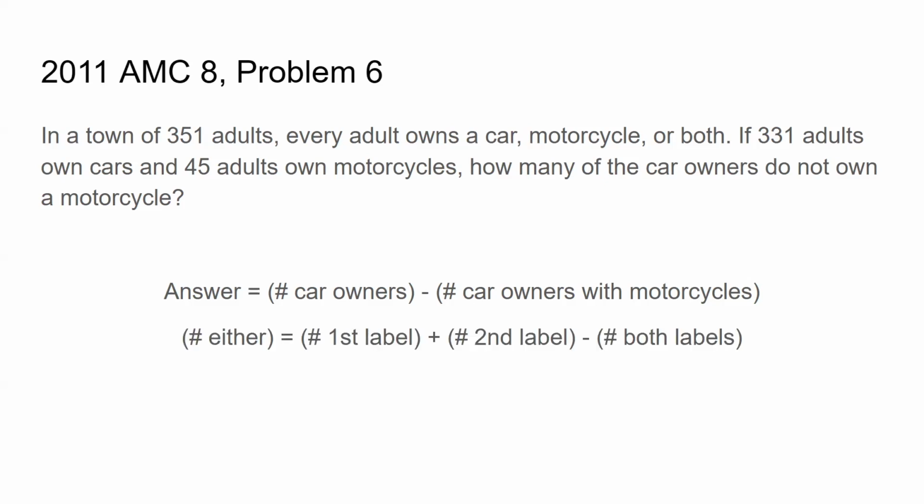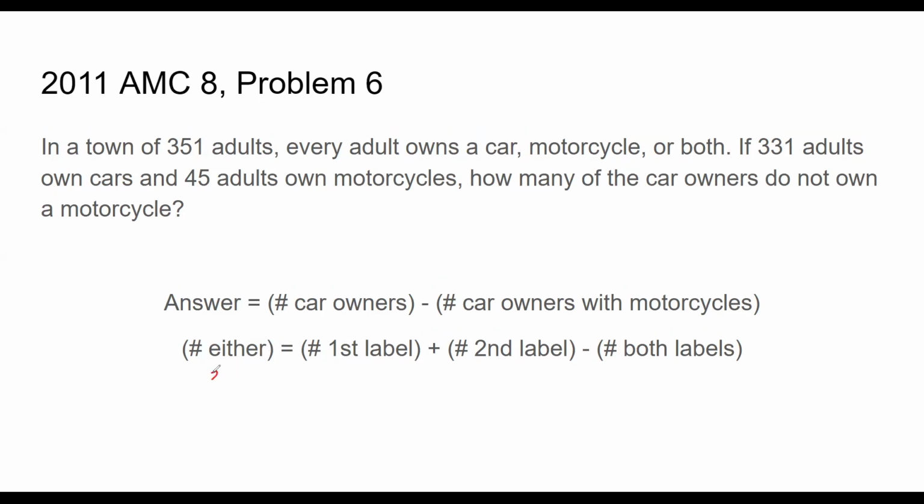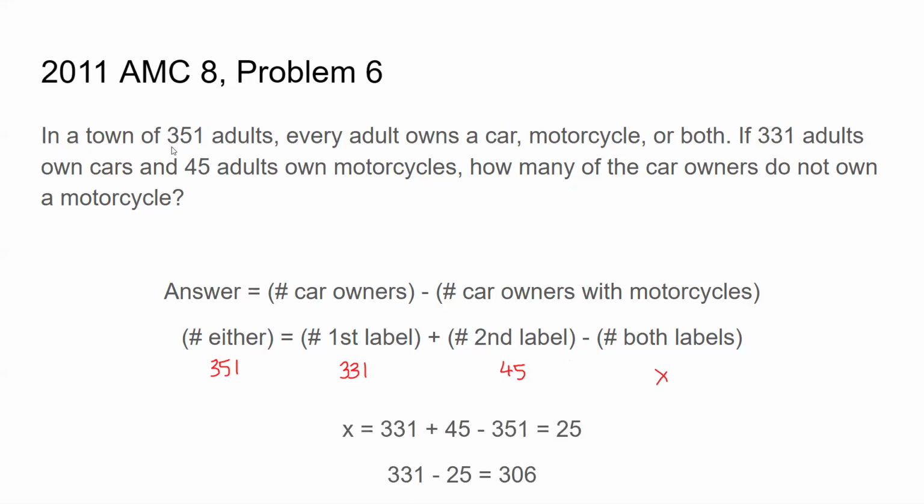Let's use what we know in the formula for PIE. The number of adults who own either a car or a motorcycle is 351. The number of car owners is 331. And the number of motorcycle owners is 45. And we'll let x be the number of adults who own both. Rearranging this equation gives x equals 331 plus 45 minus 351, which comes out to 25.